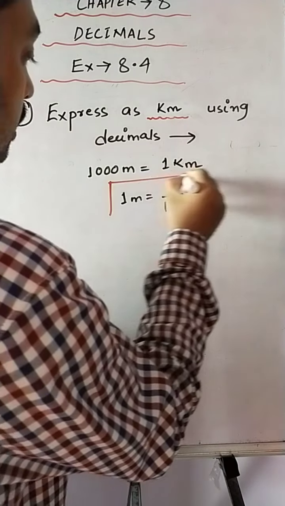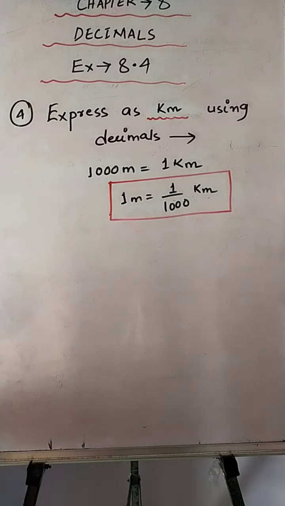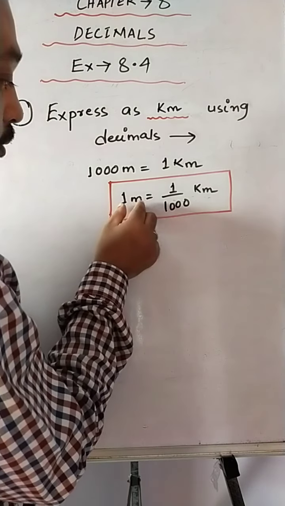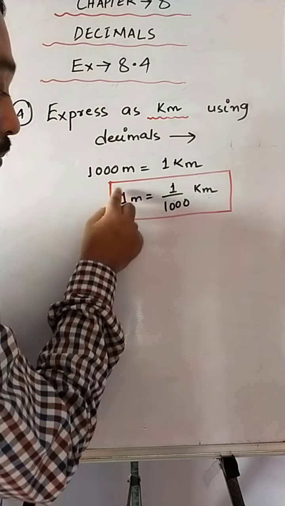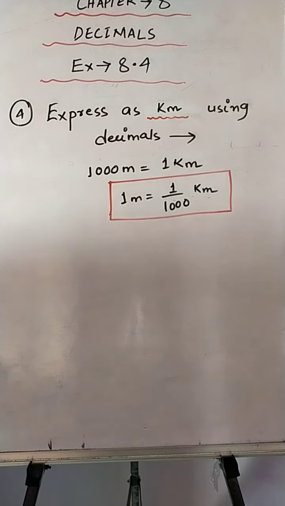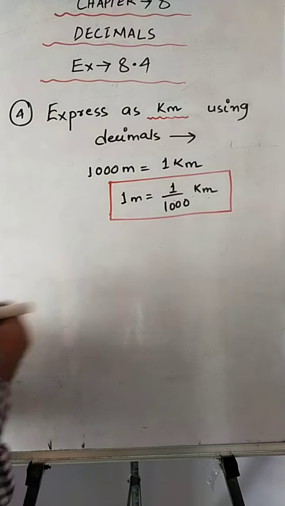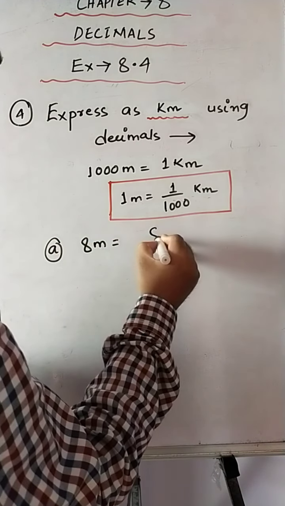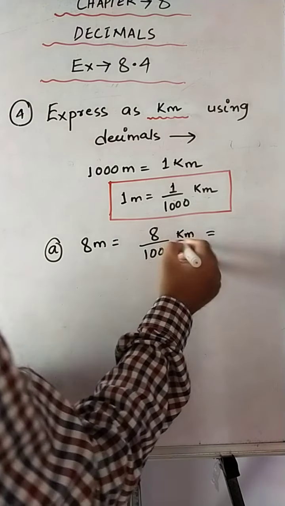So 1 meter is equal to 1 by 1000 kilometer. So any number having meter as a unit, and you have to convert that unit to kilometer form, what you have to do with this number? You have to divide the required number by 1000. So these are something we have to remember. Now the first question we have, number A, 8 meter, students. So 8 meter means what? We have to divide this 8 by 1000 to convert it into the kilometer form.